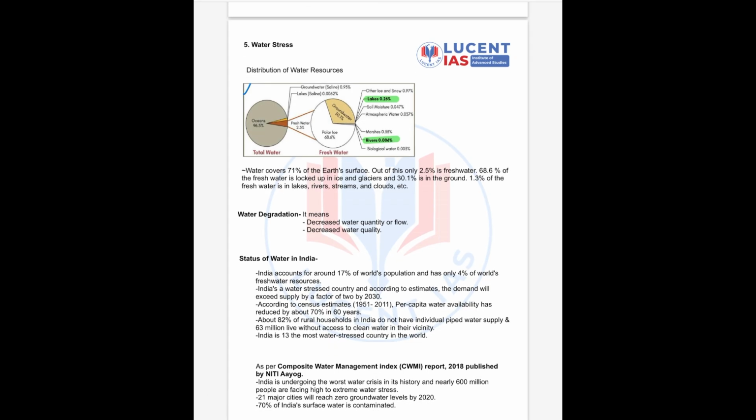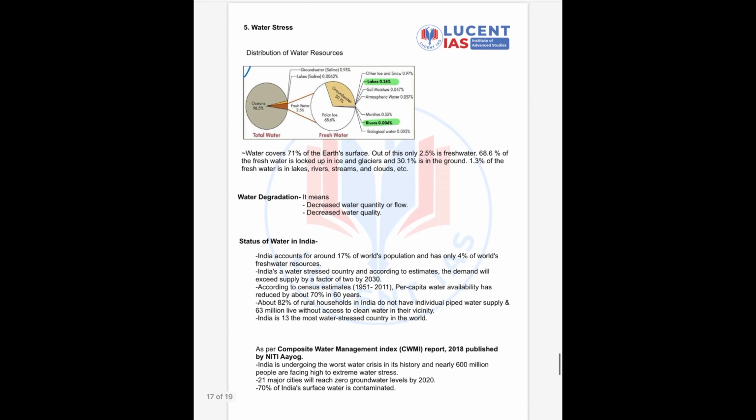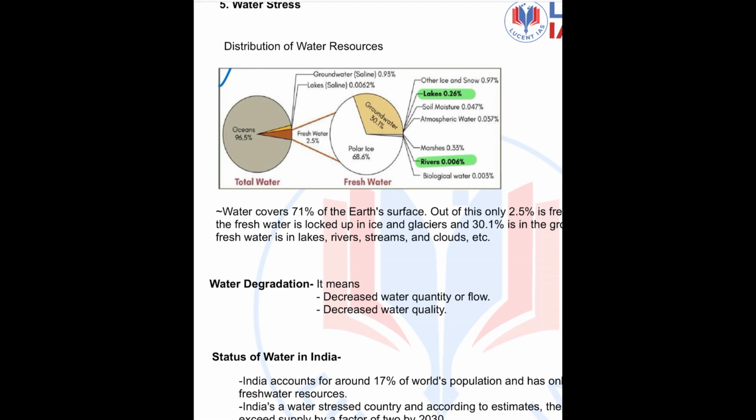Next, let us see what is water stress. This figure is very much important. Questions have come from it in UPSC before. Our total water is 100%. Of that, mainly 96.5% is in oceans. The remaining 3.5%: 2.5% is fresh water and the other is saline groundwater and saline lake water. Clear? Then of the remaining 2.5% fresh water, 30% is groundwater and the remaining 68.6% is polar ice.